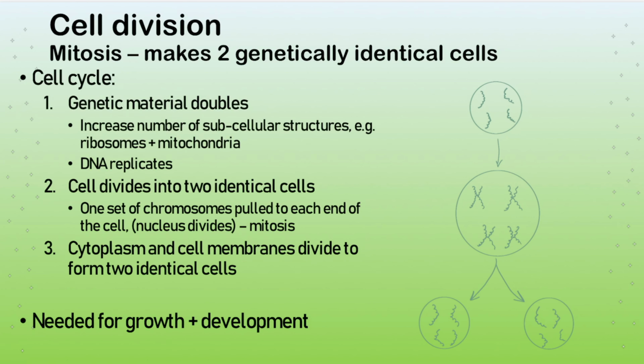And this is the actual part of the mitosis where the nucleus divides. That's what mitosis actually is called. So mitosis is part of the process of cell division. Finally, the cytoplasm and the cell membranes will divide. They'll split in half. The cell membranes will pinch off to divide to give two new identical cells.